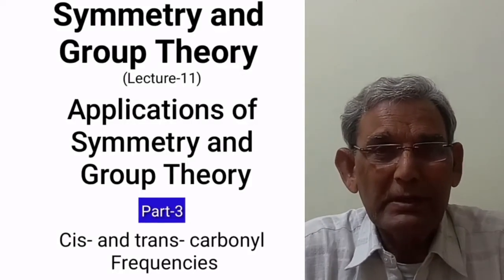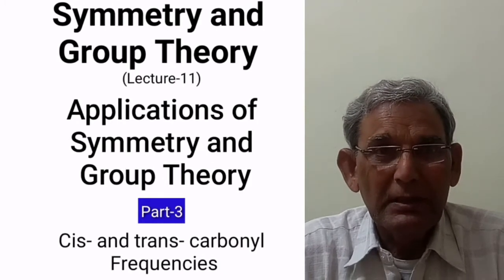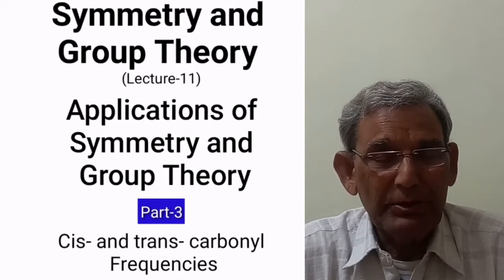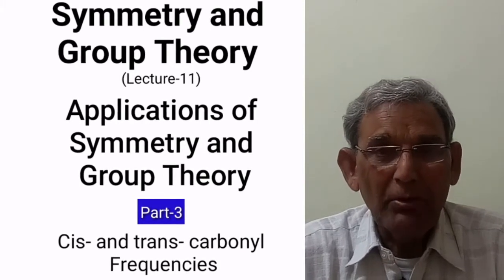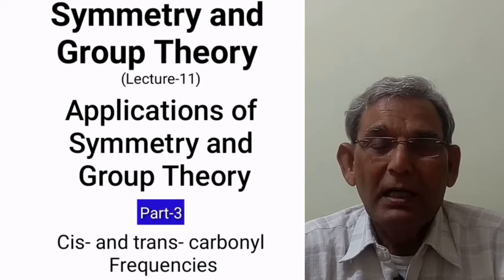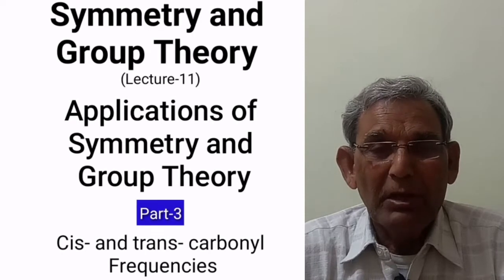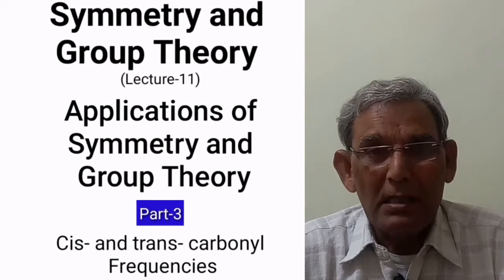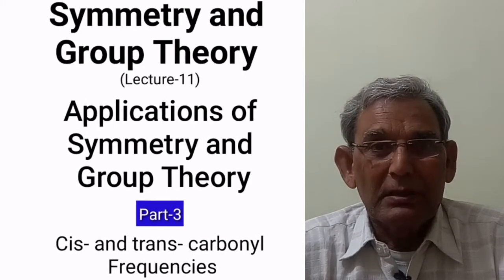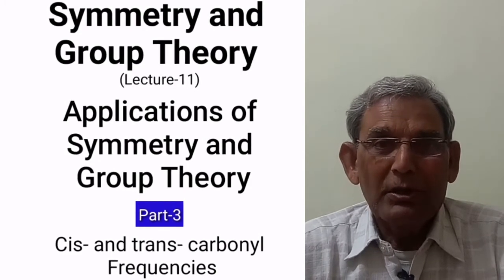Today we are going to discuss lecture number 11 on symmetry and group theory. This is the third application part of symmetry and group theory. In this we will discuss the carbonyl frequencies obtained in infrared and Raman spectra, and how to distinguish between cis-ML2(CO)2 and trans-ML2(CO)2. By observing the frequencies, we can distinguish whether the molecule is cis or trans.